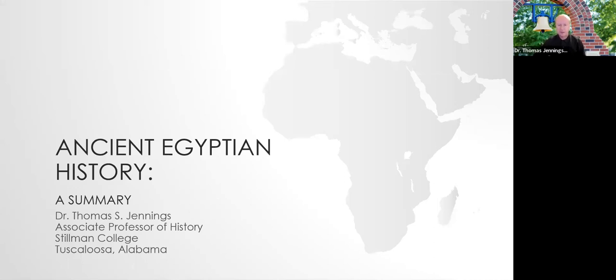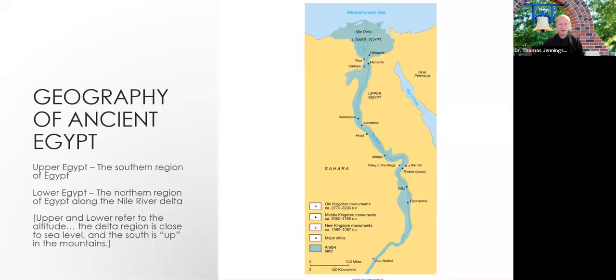So what I want to start with today is a little bit of an outline of the geography of ancient Egypt. And I don't know if you can see my cursor on here or not, but Egypt is kind of divided into two areas. Here we see a close-up of Egypt in Northeast Africa. And Egypt is divided into Upper Egypt, which is in the south, and Lower Egypt, which is in the north.